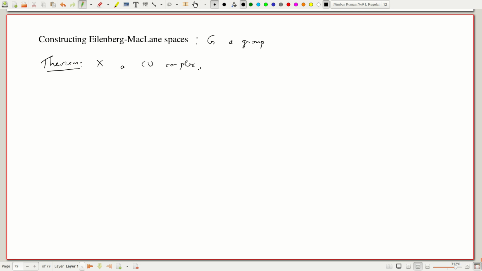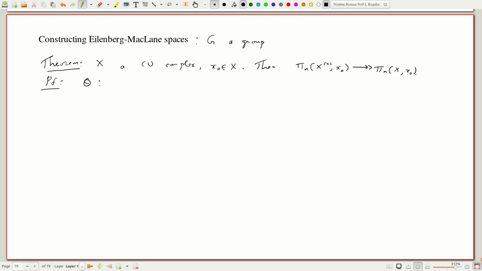and x0 is a point in it, so x0 in X. Then if I look at pi n of the n skeleton, this surjects onto pi n of the whole space. We'll need this because we are going to be destroying a lot of homotopy. We want to know that we don't accidentally create homotopy. And the proof is that, well, we have a map.